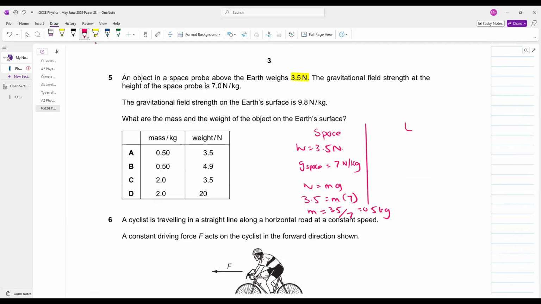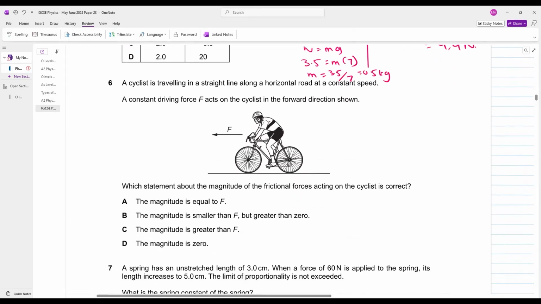Now you also have to calculate the weight on earth. How will you do that? Weight is equal to mg. What is the mass? 0.5. What is the gravitational field strength? 9.8. Here it is written. The weight comes out to be 4.9 Newton. B is your answer. Let's move on to question number 6.